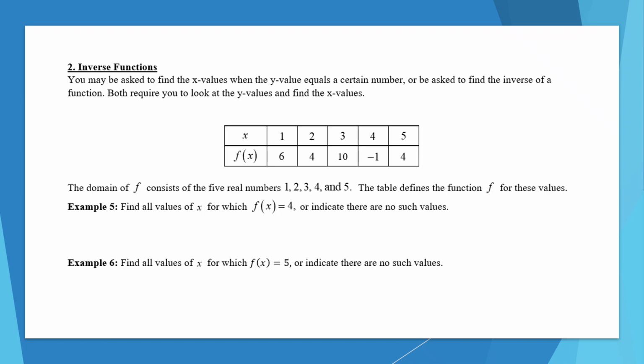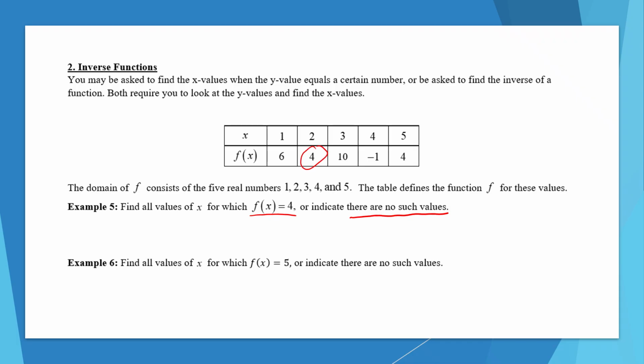Here we have a table, and then we want to find all the values for which f of x equals 4, or indicate that there are no such values. So this may definitely be the case at times. I've seen this be present before. So let's take a look here.